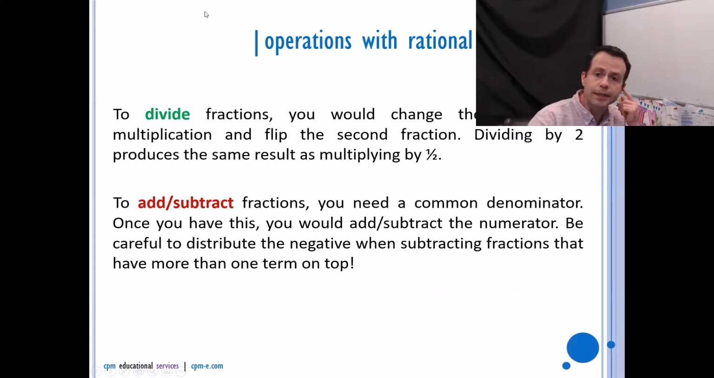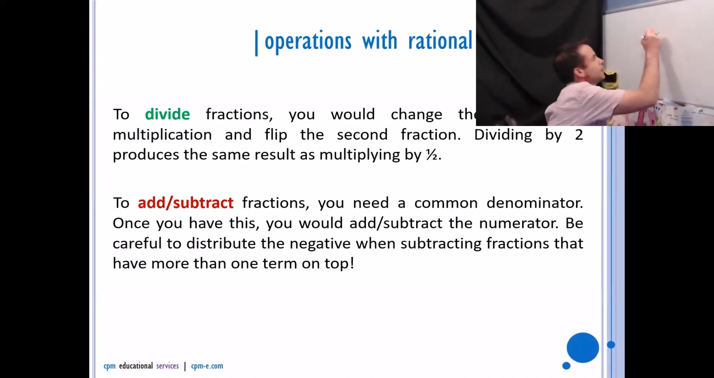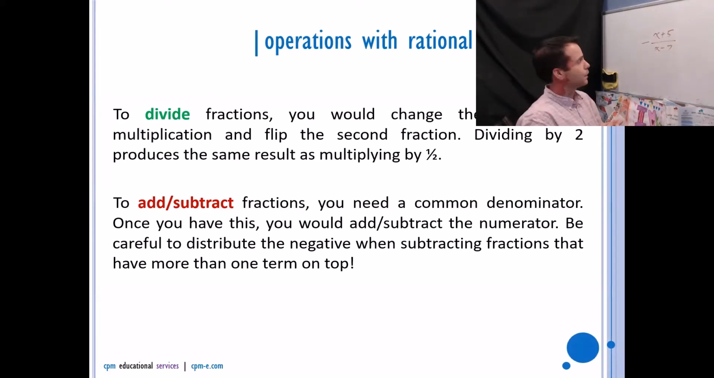Dividing by 2 produces the same result as multiplying by 1/2. To add or subtract fractions, you need a common denominator. Once you have this, you just add or subtract the numerators, okay? Be careful to distribute the negative when subtracting fractions that have more than one term on top. That's going to appear in a few questions, but if you had something like minus x plus 5 over x minus 7, you need to realize that that actually says minus x minus 5. That subtraction sign gets put on both of those terms. That often comes up in these questions, and it's something you want to be super careful about, okay?